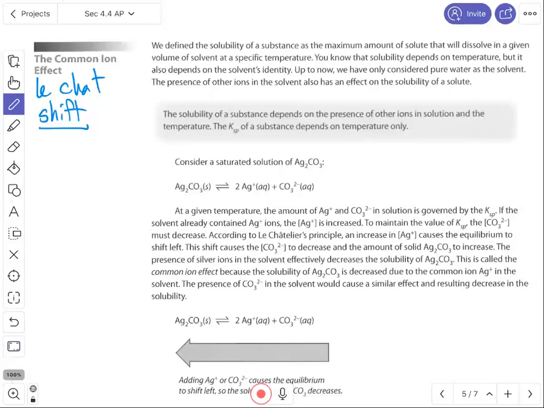So this is a special case of Le Chatelier's, talking about shifting when we're talking about solubility equilibrium. The thing to remember here is shifting to the left means we're going to make solid, right? And a shift to the right means you are going to dissolve, right? More soluble.